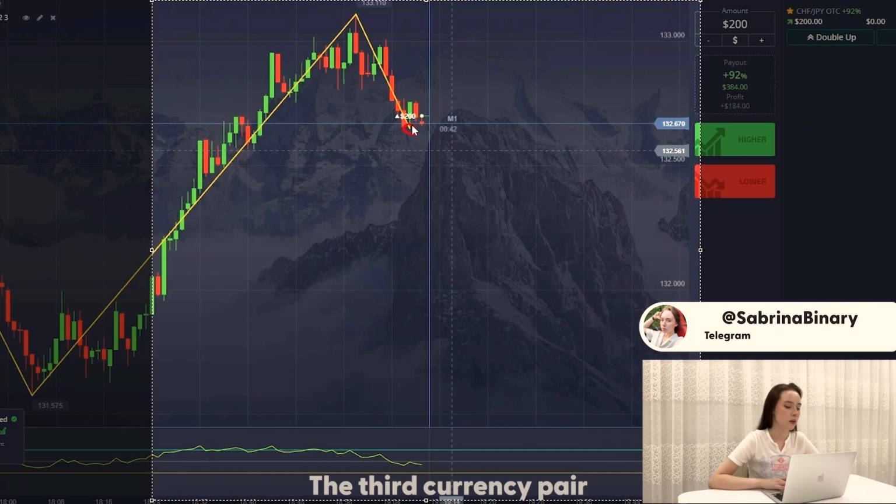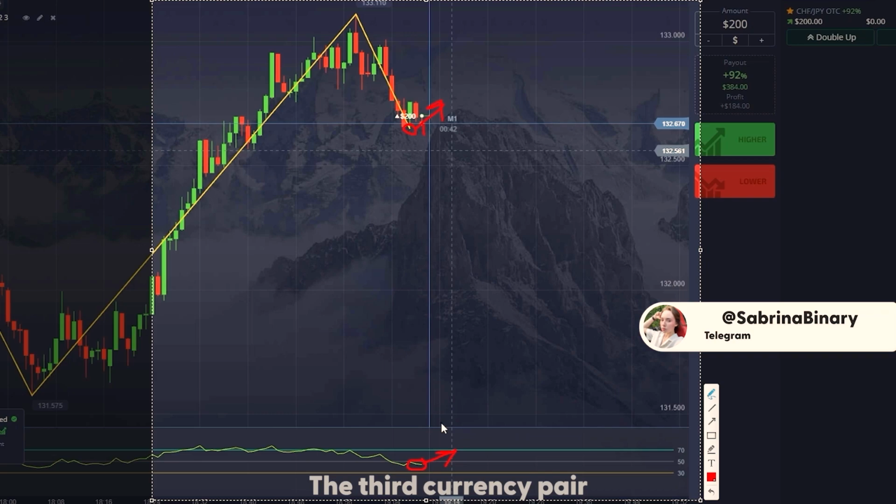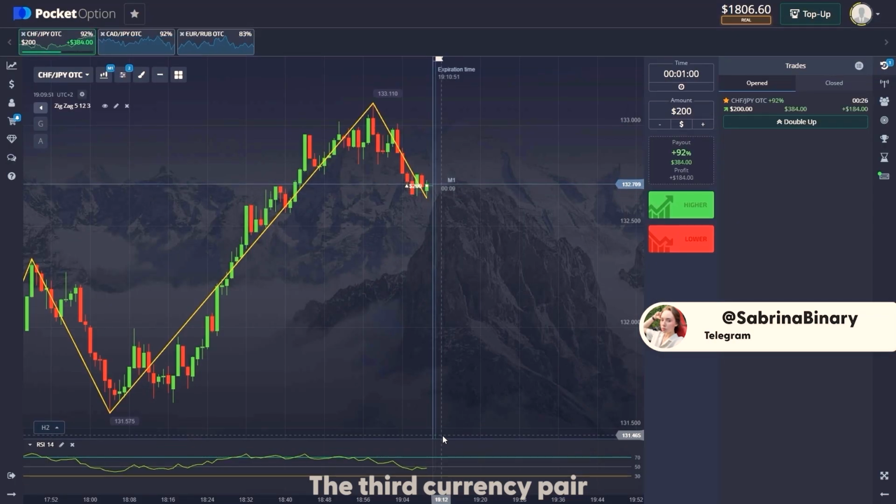And next, I turn my attention to the RSI indicator. Now it's directed upwards, which also indicates the future growth of the chart. And the last deal of the day closed in plus. The last deal for today is closed in plus, and $184 is our profit.